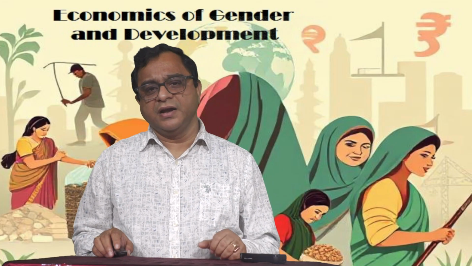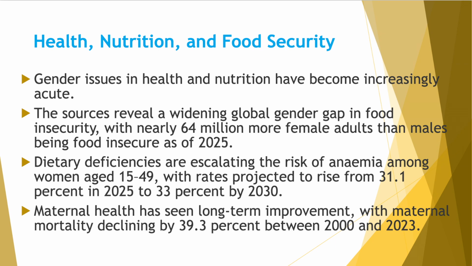Gender issues in health and nutrition have become increasingly acute. The sources reveal a widening global gender gap in food insecurity, with nearly 64 million more female adults than males being food insecure as of 2025. And dietary deficiencies are escalating the risk of anemia among women aged 15 to 49, with rates projected to rise from 31.1% in 2025 to 33% by 2030.